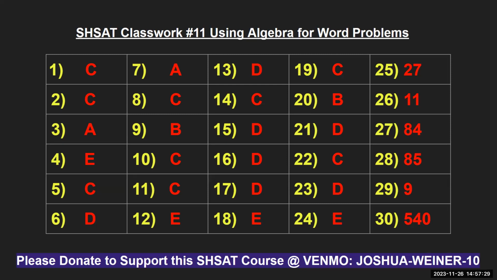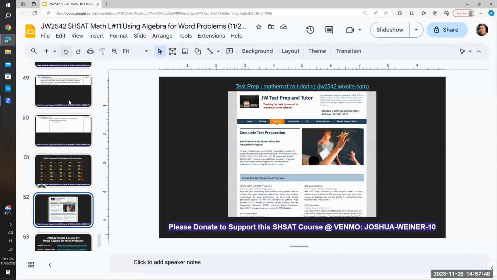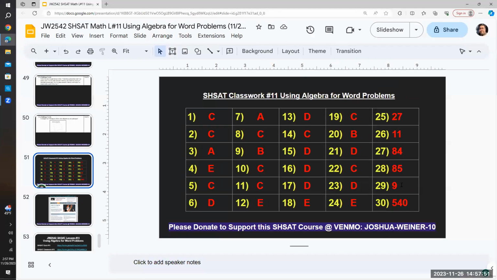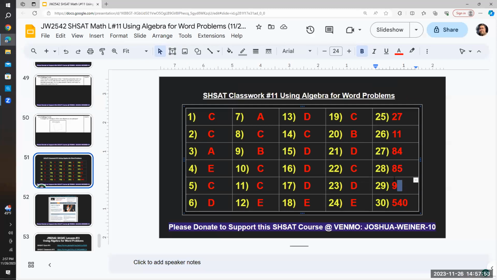25 was 27, 26 was 11, 27 was 84, 28 was 85, 29 was, no, 29 was 3 ice cream bars. That should be 3. And 30 was 540. Let me fix number 29 right now. Should be 3 granola bars.